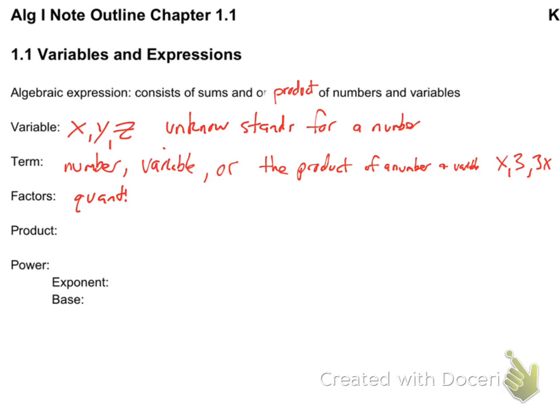So when I say 3x, 3 is a factor, x is another factor. Together, they make a term. Granted, I could do this too: x minus 2 times x plus 4. Both of those sets of parentheses are called factors.